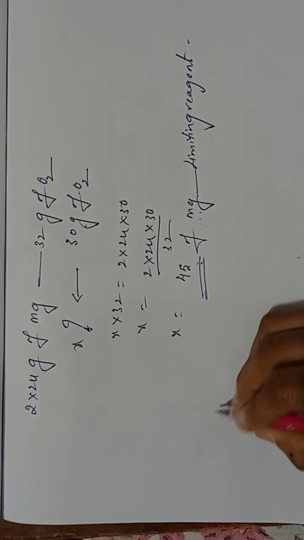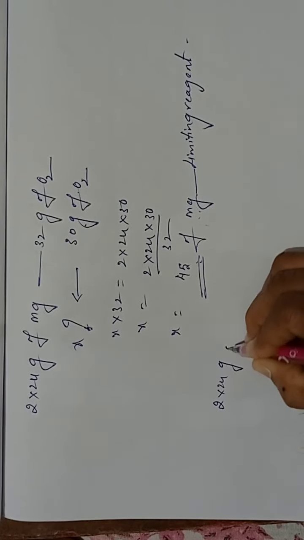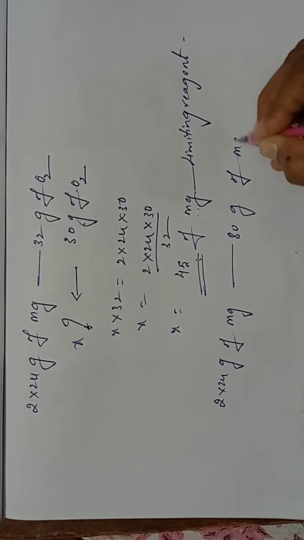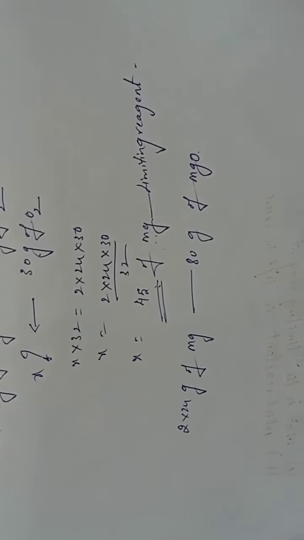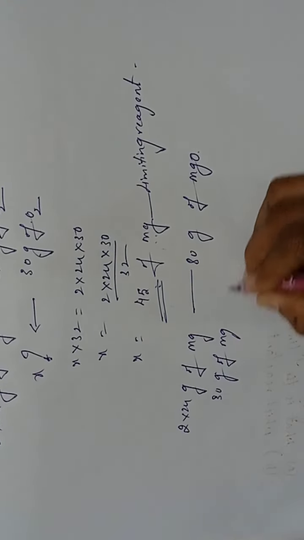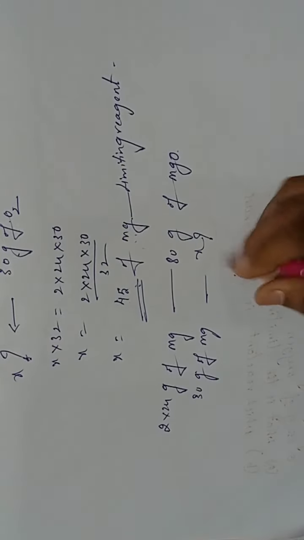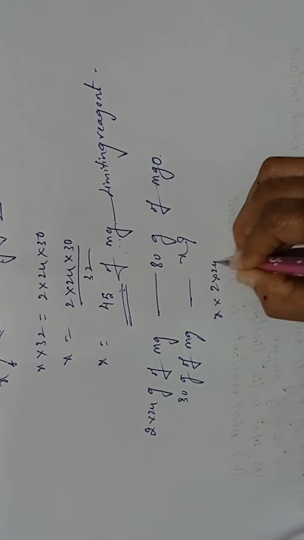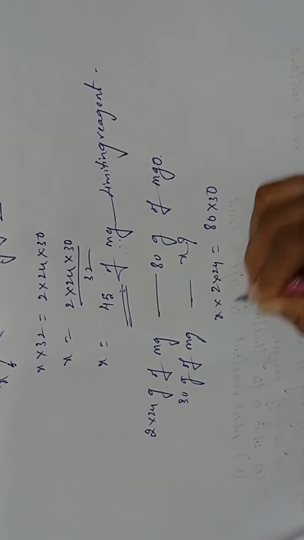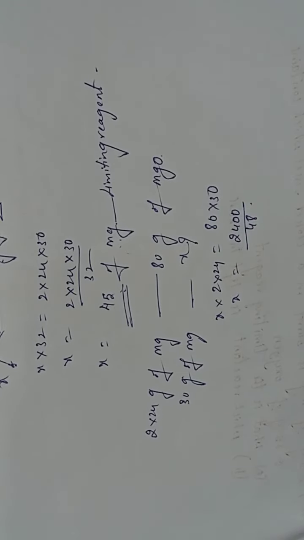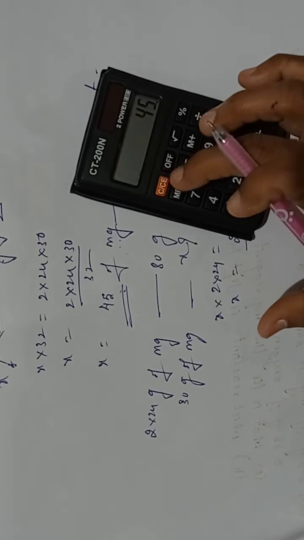See here, this step as it is: 2 into 24 grams of magnesium can produce 80 grams of MgO. Now the question is, 30 grams of magnesium can produce how many grams of magnesium oxide? Now see, students, x into 2 into 24 is equal to 80 into 30. Then x is equal to 80 into 30, which is 2400, by 24 into 2, 48. Clear? Now how much?